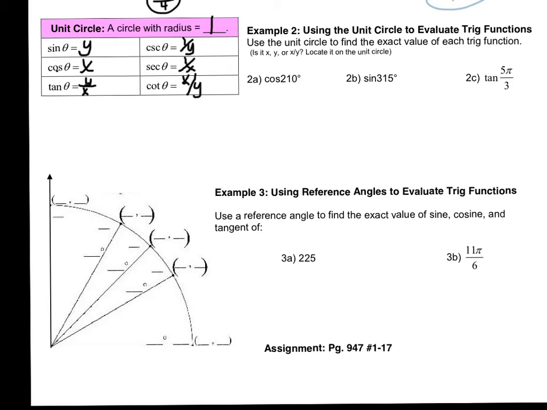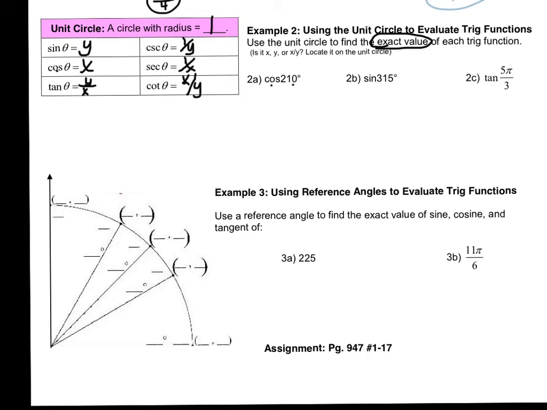So let's look at the unit circle. Hopefully you have yours handy. And we are going to figure out the exact value of these trig functions. You could just take your calculator, make sure it's in degrees mode, type in cosine of 210, and it would give you some decimal. But we don't want decimals. We want the exact values.